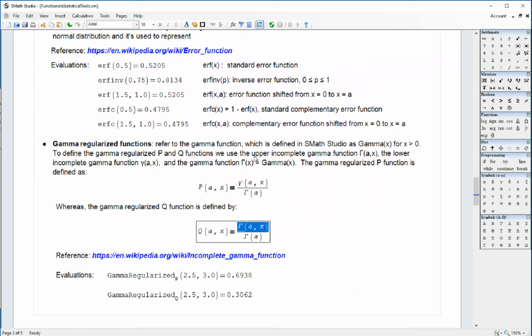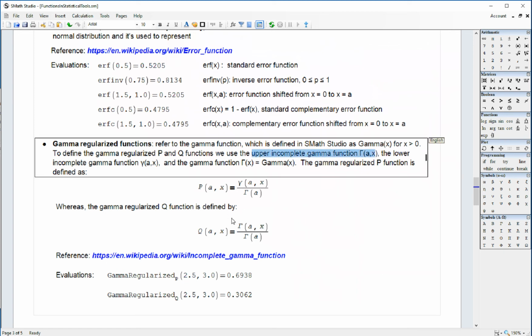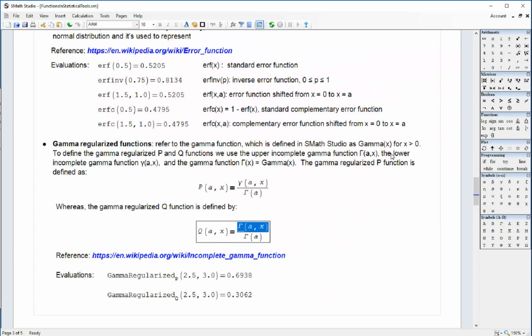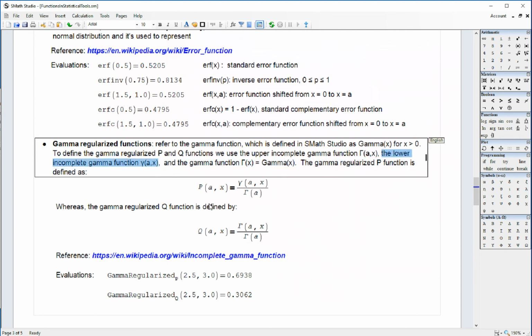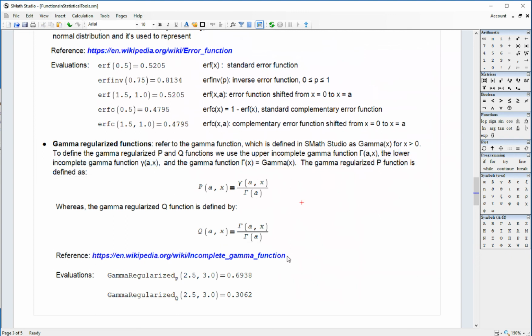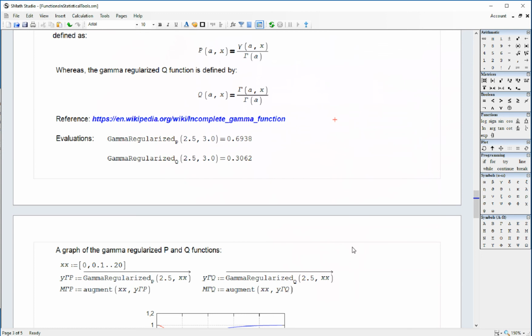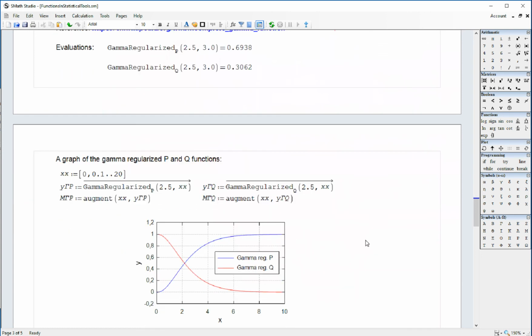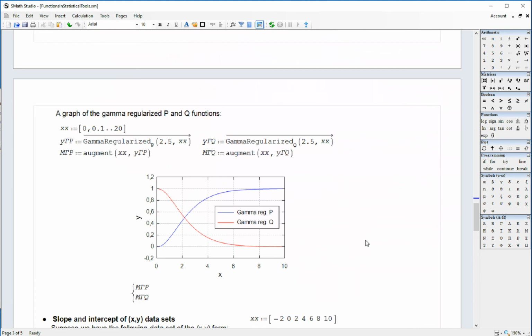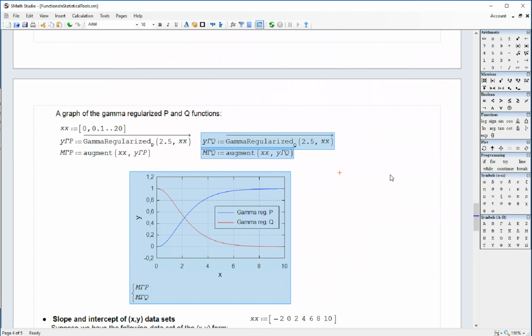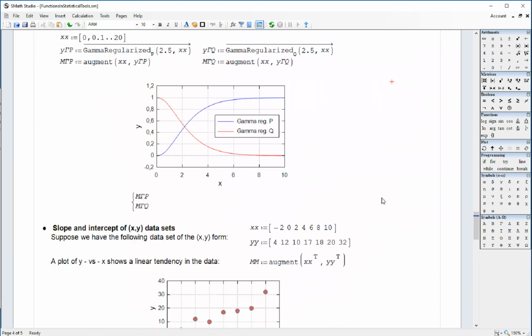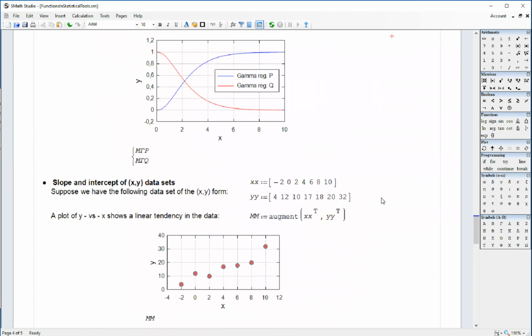The upper incomplete gamma function is the uppercase gamma. This is the upper incomplete, and then there's the lower incomplete, which is the lowercase gamma. You may want to find information about that in here. I don't know whether they're included in the statistical tools, probably because they are using some probability definitions. I just wanted to cover all the functions presented in there. Graphs of the gamma regularized functions are presented in here: gamma regularized P and gamma regularized Q.